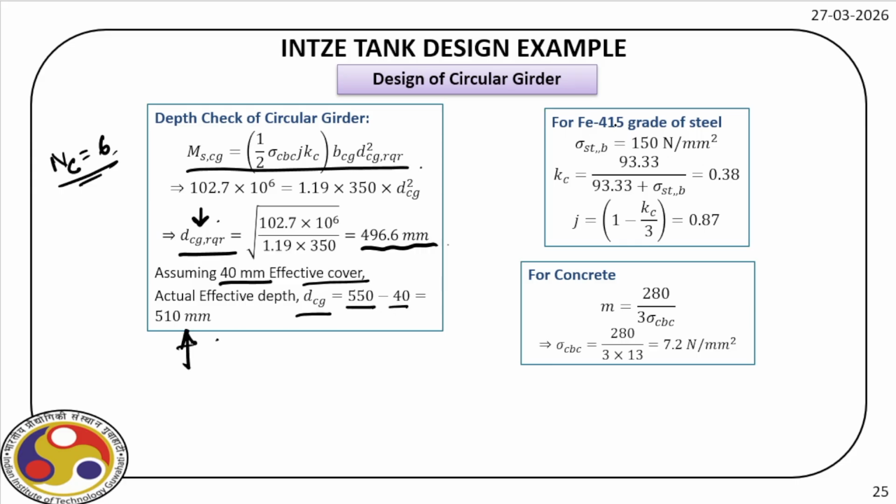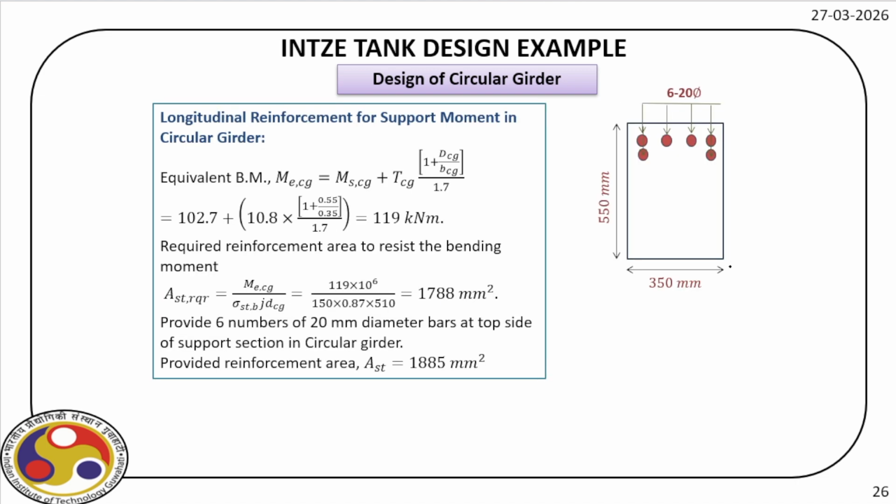Now again, the steel we use here is Fe415. For that, we know the allowable tensile stress, and we can find out Kc and J. J is 0.87. The modular ratio also we can find out, which is 280 by 3 sigma CBC. So sigma CBC is 7.2 Newton per millimeter square.